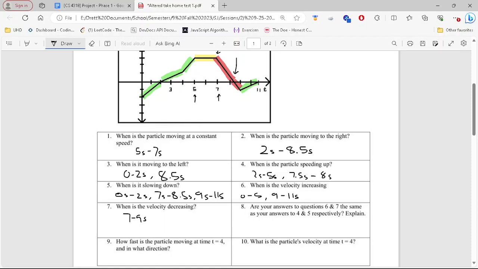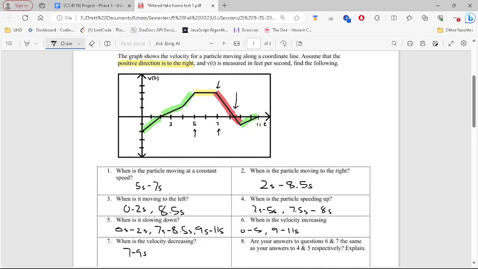Remember, speeding up is a change in speed. The change in speed needs to be positive for it to be speeding up, and negative otherwise. Neutral does not count. If the change in speed is zero, then it is constant. If the change in speed is negative, it is decreasing. If the change in speed is positive, then it's increasing. So speed does not take a sign.